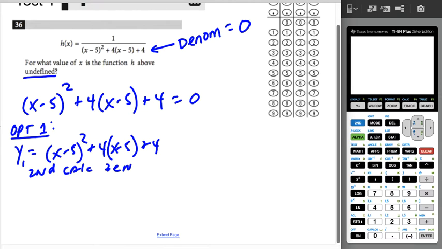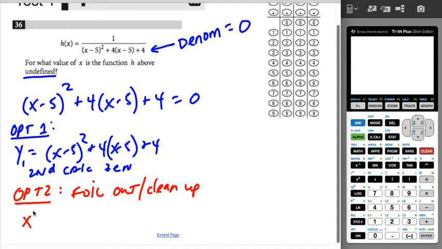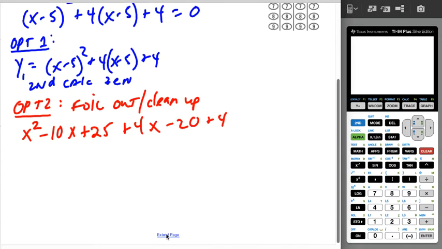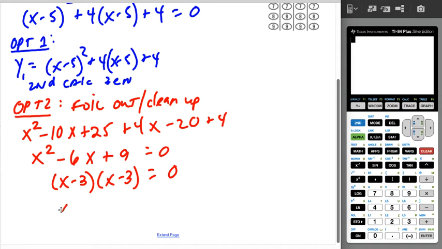Another option, option 2, would be to FOIL everything out and then clean up, and there's nothing wrong with that. If you chose to FOIL everything out, this would be x squared minus 10x plus 25, plus 4x minus 20, and then plus 4. If you did that, you're going to end up getting x squared minus 6x plus 9, which is going to factor into x minus 3 times x minus 3. So your answer just ends up being x equals 3.